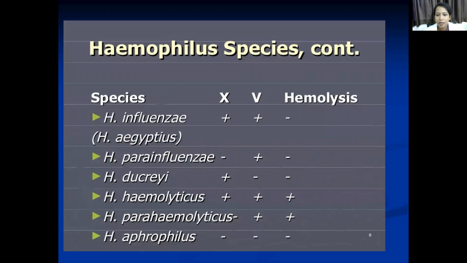So you can see here, Haemophilus influenzae requires both X and V. Parainfluenzae doesn't require X but requires V. Ducreyi requires X, doesn't require V. Haemolyticus requires X and V. Parahaemolyticus doesn't require X but requires V. Okay, aphrophilus requires X and doesn't require V.